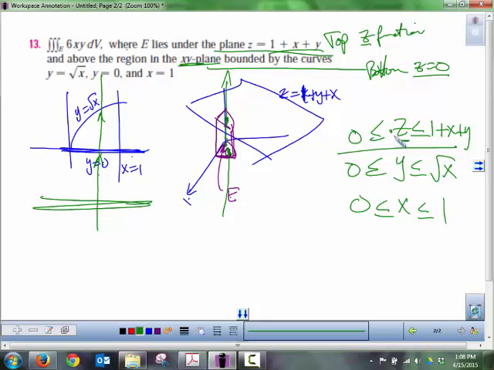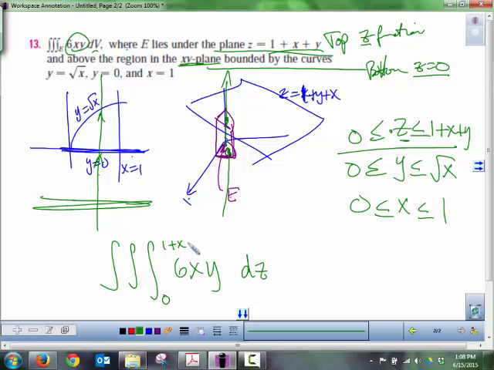All right, so let's just write out the integral. This is going to be a triple integral now. First let's write down our function. This is our integrand, 6xy. And instead of dV, now that we have the limits, we can break it up into dx, dy, dz in whatever order we need. So we agreed to take the integral with respect to z first, and our z limits go from 0 to 1 plus x plus y. Then we go with respect to y from 0 to square root of x. And then with respect to x from 0 to 1.